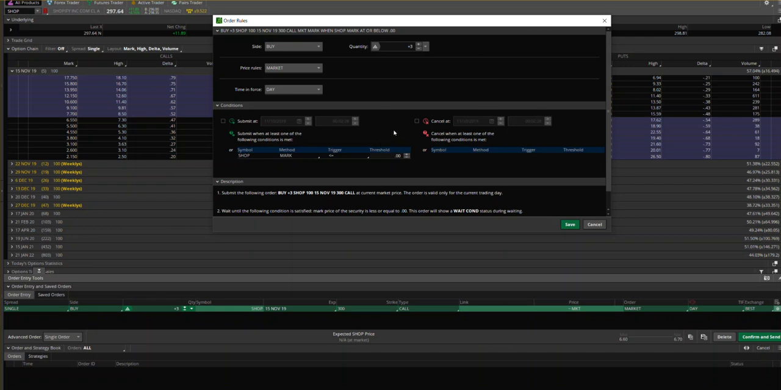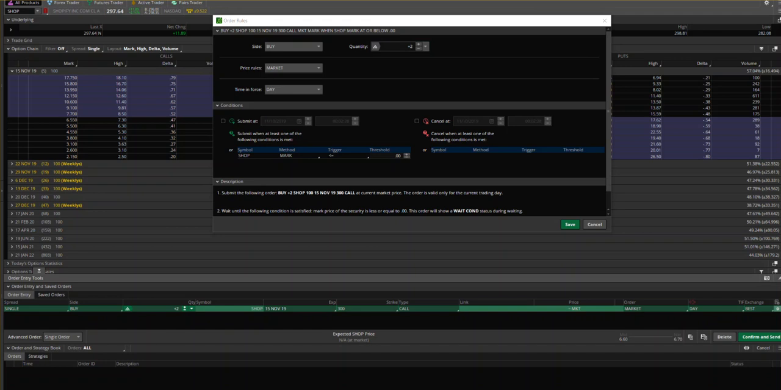And it's very easy to understand. Nothing difficult here. First part is ask what you want to buy. So you know you're buying SHOP here, and you're buying 3 contracts. So you say you want to buy this option contract at the market price, and then you put in how many contracts, however many you want to buy.